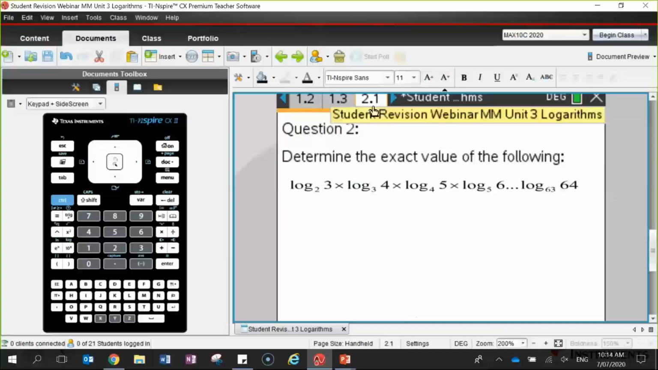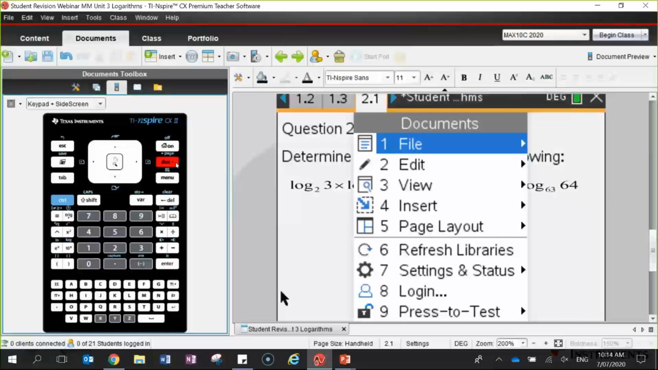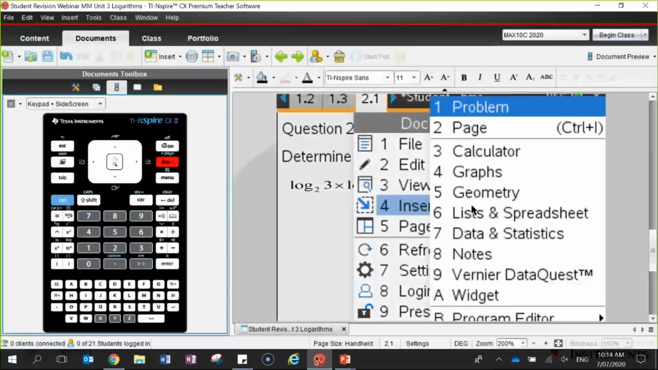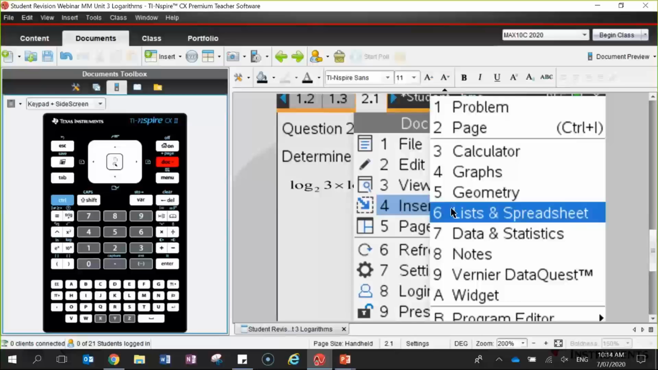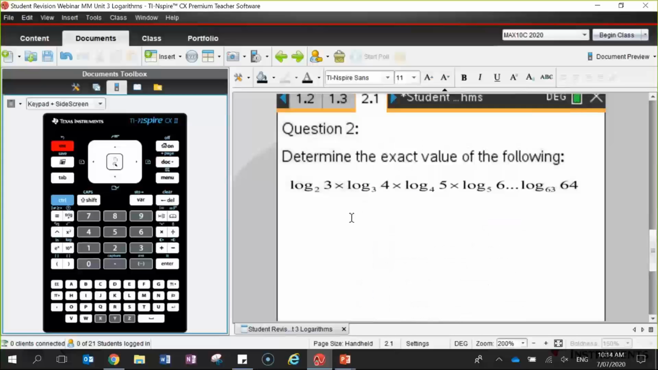Notice, because I've added a new page in, but actually called it a new problem, my page number started at 2, so 2.1 here. To do that, you press Document, Insert, and you choose option 1, which is Problem. So if you're not sure how to make the page numbers change so that it's a new problem, it's Document, Insert, and then number 1, Problem. Now, back to our question here.